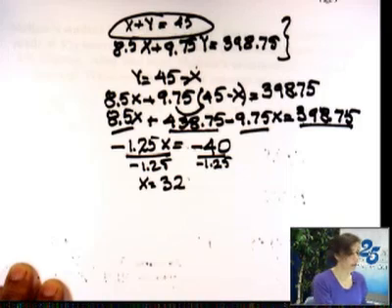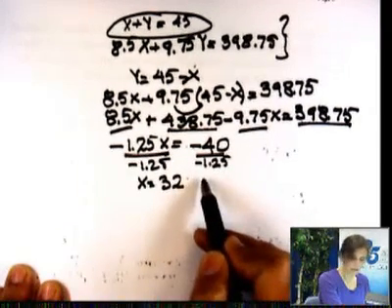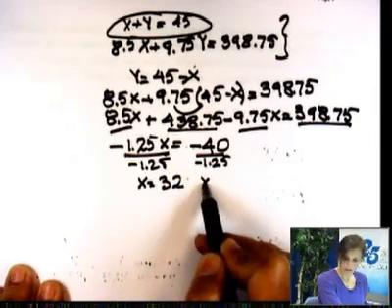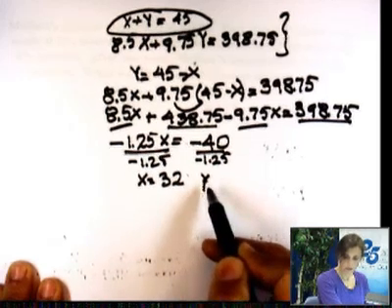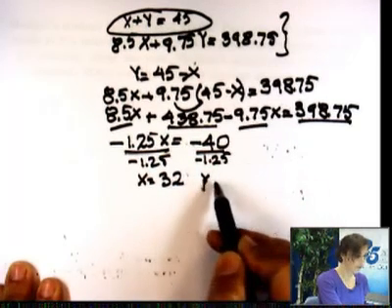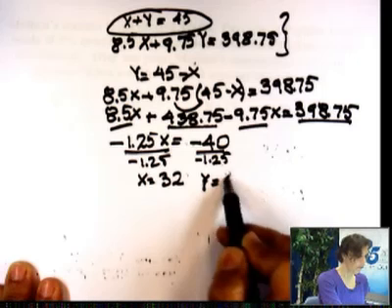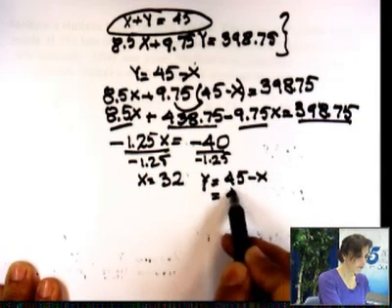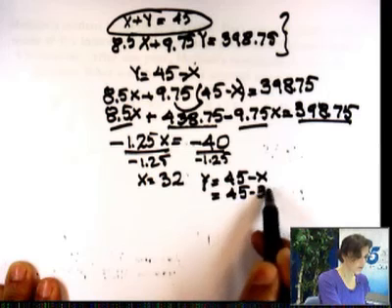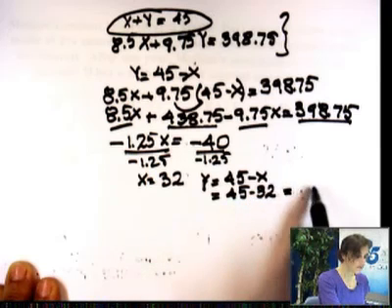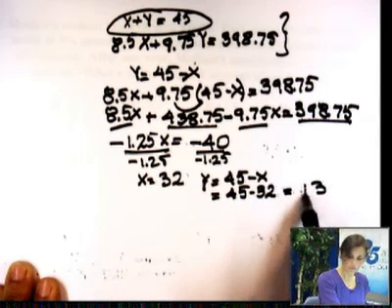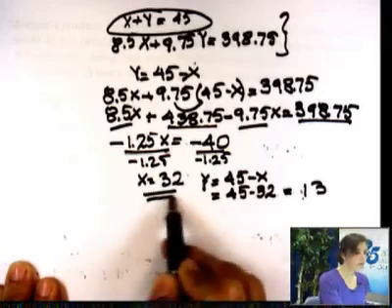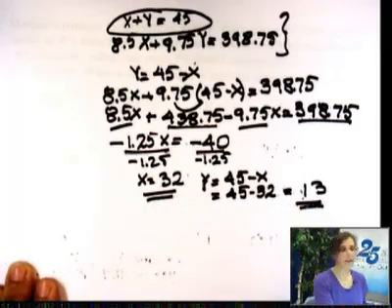Now how am I going to get y? Y is going to be 45 minus x. So that's 45 minus 32. 5 minus 2 is 3. 4 minus 3 is 1. So I have 32 of one kind of brushes, 13 of the other kind.